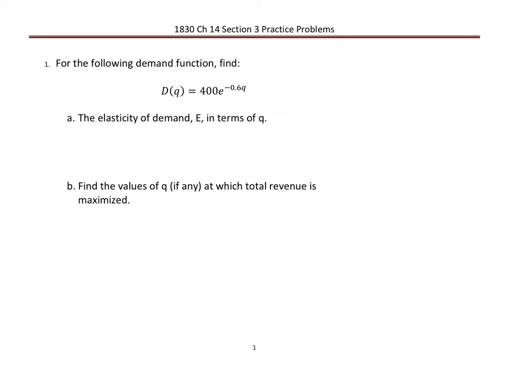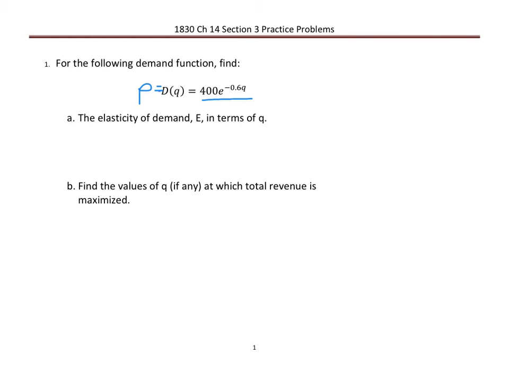And so in order to do that, since what we have given to us here is actually the demand function, that is actually price. And price is equal to 400 times e to the negative 0.6 q. And in order for us to do anything with this problem, since we need to find dq dp, we're going to have to solve for p in terms of q. So that's what we're going to do first.